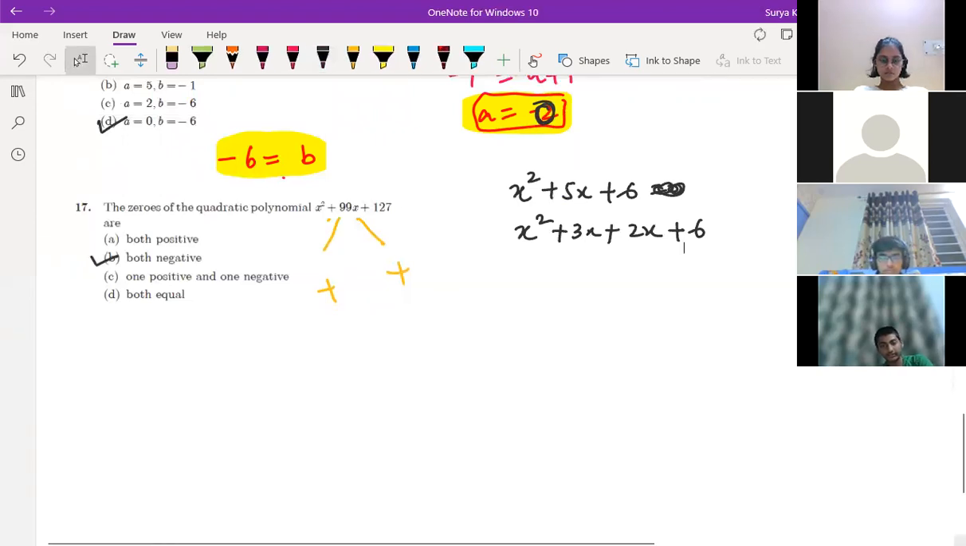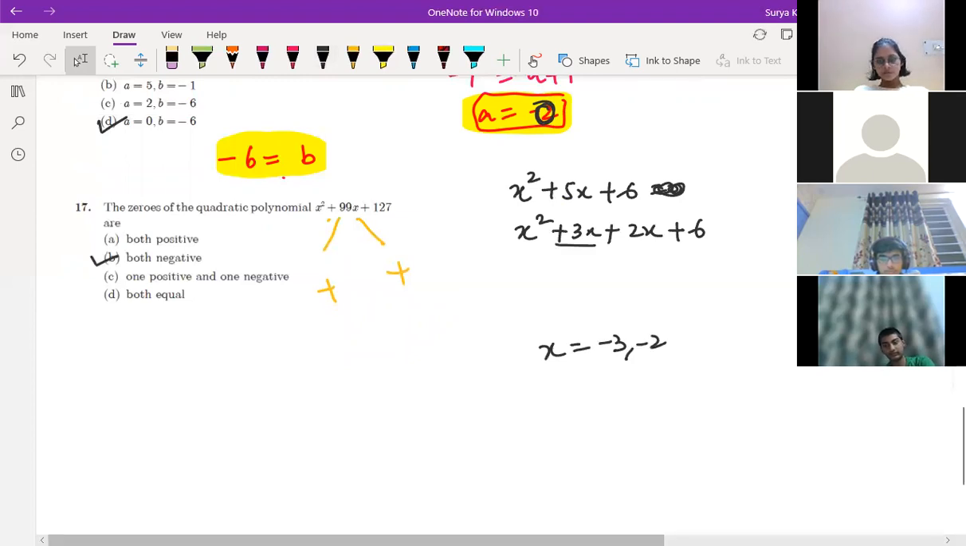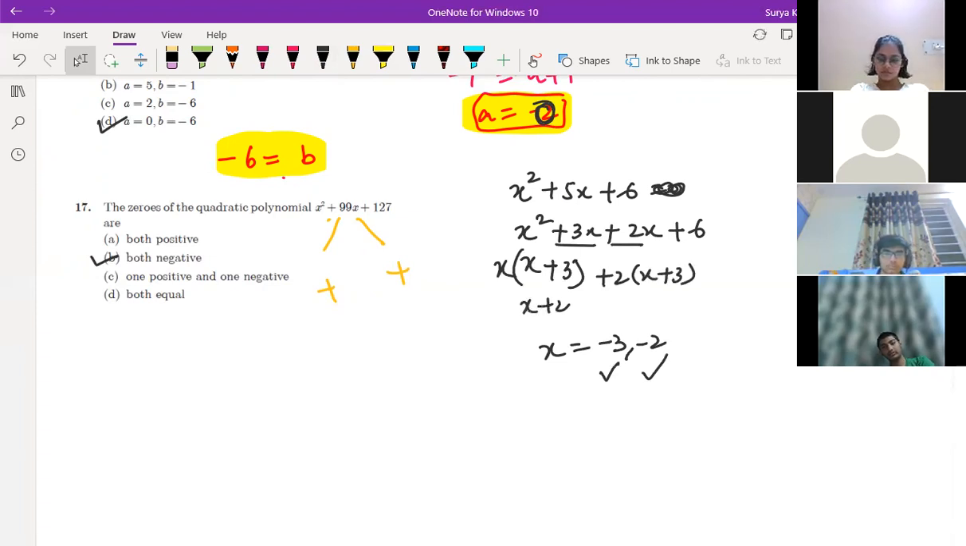Yes. On solving this, you will always get x equal to minus 3 and minus 2, because here is plus 3 and here is plus 2. So the answer is what? Minus 3 and minus 2. Solve this: x common, x plus 3, plus 2 times x plus 3, then x plus 2 into x plus 3. Now try to make it 0. What will come? Minus 3 and minus 2 will come. So these are the shortcuts which you should write. If both factors are positive, your both zeros will be negative, like that.